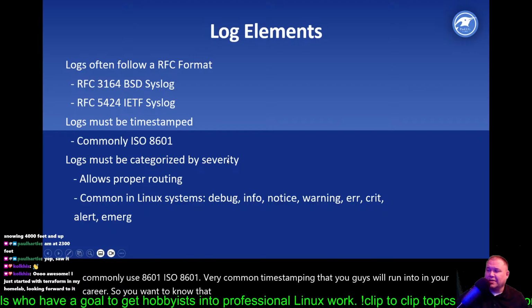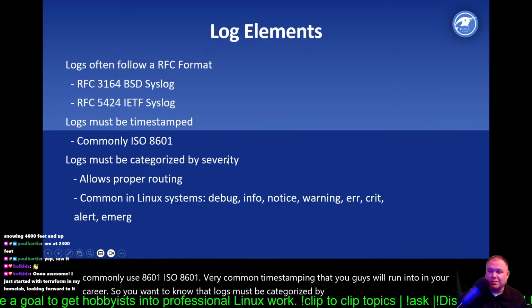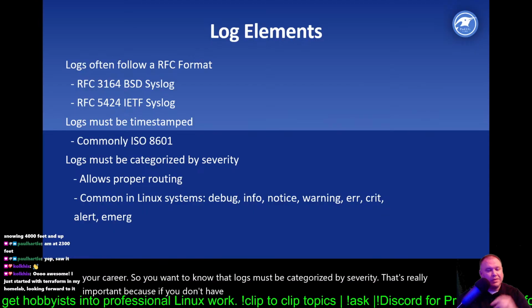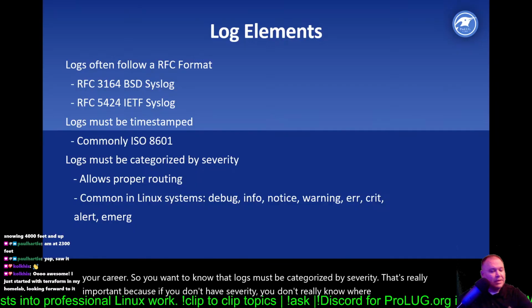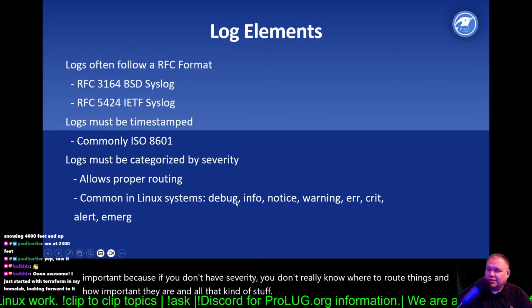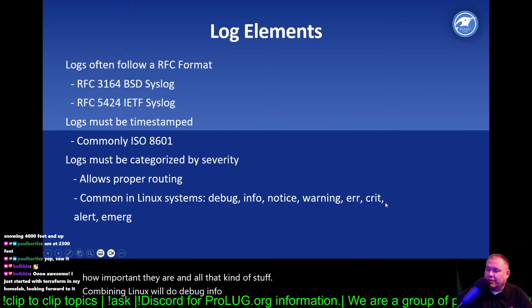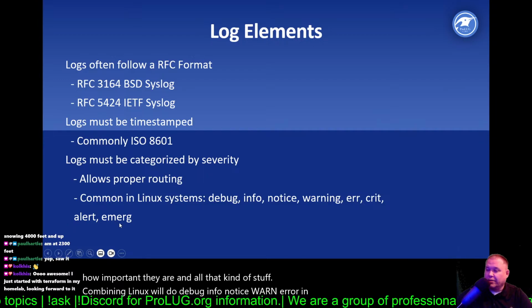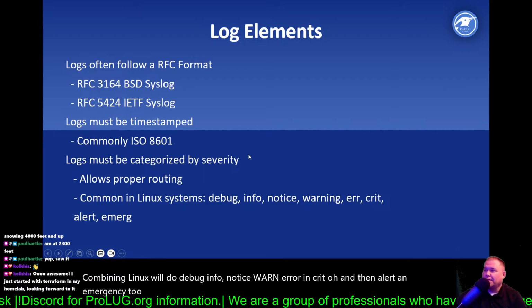Logs must be categorized by severity. That's really important because if you don't have severity, you don't really know where to route things and how important they are. Common in Linux are debug, info, notice, warn, error, and crit, and then alert and emergency too. Yep, those are all common.